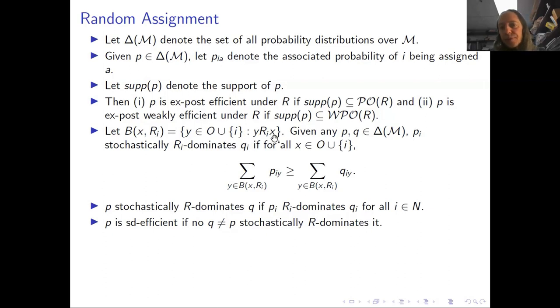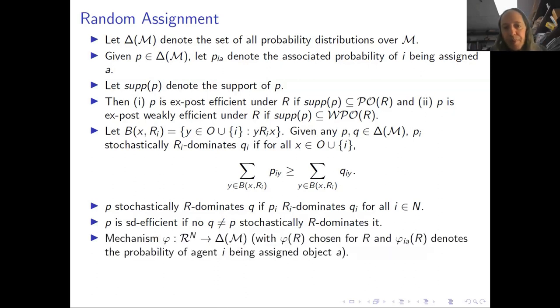This is the weak upper contour set of i at x. So P_i stochastically dominates Q_i if for any object, the probability on the weak upper contour set is greater or equal than for the other distribution. This also just means, you recall, that for any cardinal utility representation of the ordinal ranking, the expected utility of P_i should be greater or equal than the expected utility of Q_i. And again, remember, in real life mechanisms just require ordinal rankings. Then P stochastically dominates Q if this holds for any i.